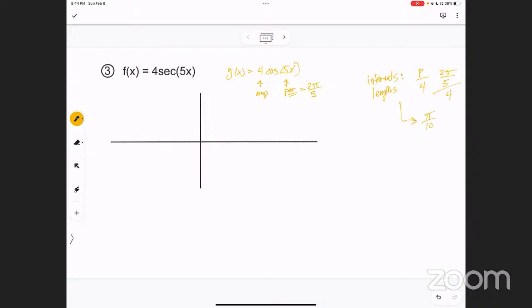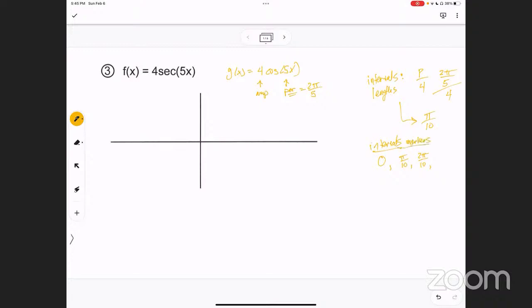Okay, and then what you want to do is start with your shift, which in this case our horizontal shift is 0, so that makes it easy. So start with your horizontal shift. There's your first one, and then keep adding. This helps you find your intervals. 0 is your first one. Pi over 10 is your second one. 2 pi over 10, because I'm adding the interval length, right, is your third. These are your interval markers, I should say.